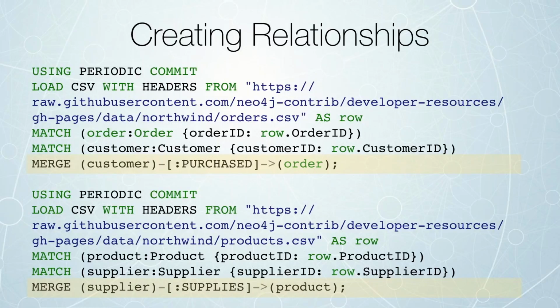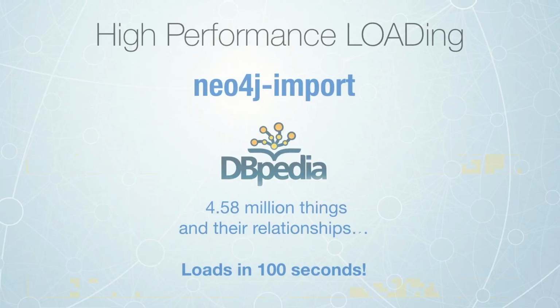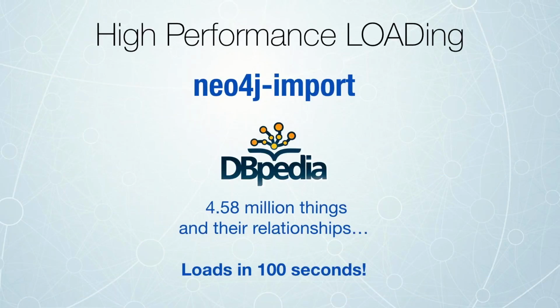So this is using LOAD CSV to import Neo4j data. You can also import with the command line Neo4j import tool, which is super, super fast. This creates the binary database files directly, skipping the overhead of any sort of transactions. You can see here DBpedia, which is kind of the superset of Wikipedia. We loaded 4.58 million nodes in 100 seconds, along with all the relationships.